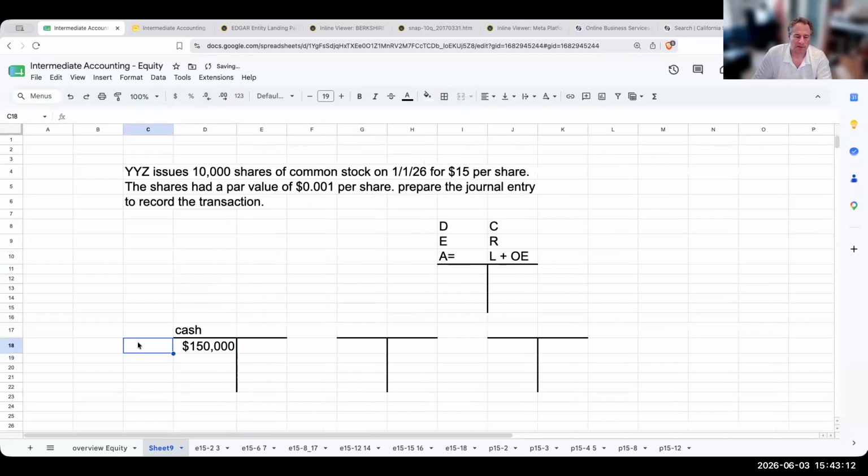Okay, so this is going to be 10,000 times 15. Now, when it comes to the other side of the equation, the equity side, how do I account for this? The first thing we're always going to do is record the shares at par. So we're going to have common stock at par, which is 10,000 shares times 0.001 per share, or $10. Now, we always assign it to par value first, and the rest is going to go to APIC, additional paid-in capital common stock, which is essentially the difference between these two amounts right over here.